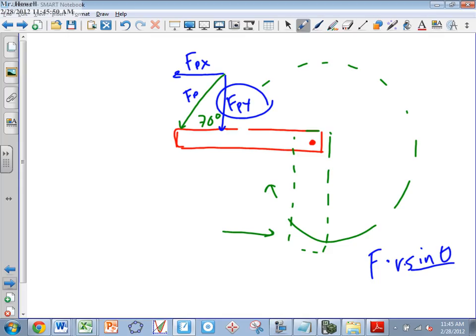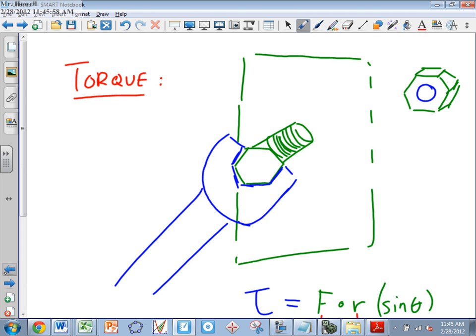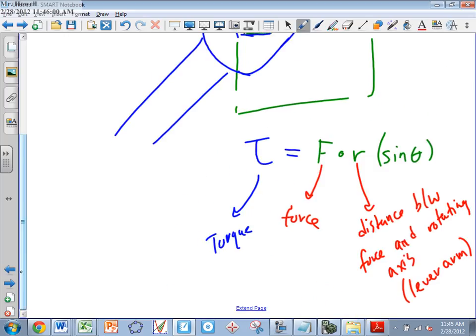Now, the important part is to know what theta is, though. Theta is the angle between the force and the lever arm. So let's write that down, please. If you want to write down the formula from the last page, theta is the angle between the force and the lever arm.